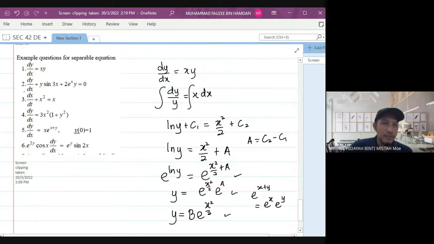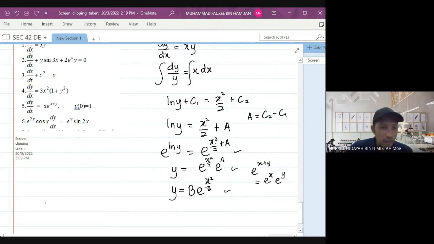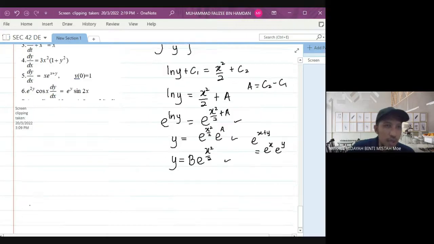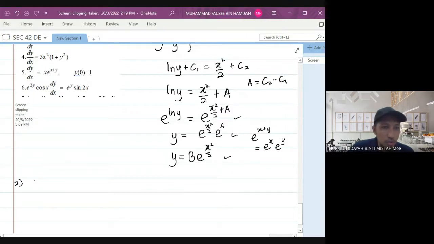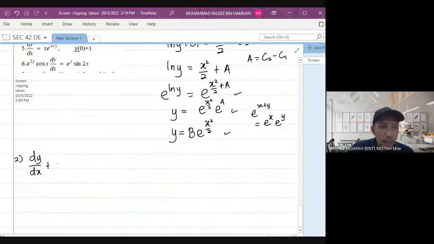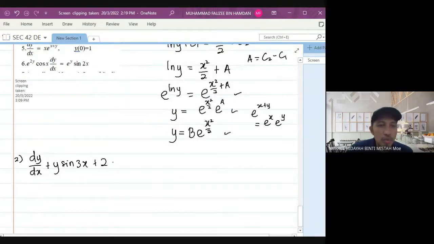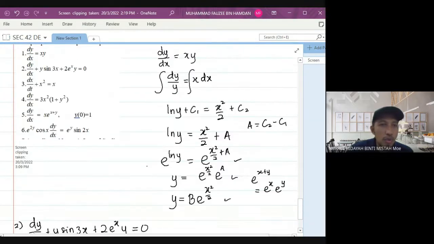The second one. Okay, we try to solve the second one. Question number 2: dy over dx plus y sin 3x plus 2e to the power of x y equal to 0.